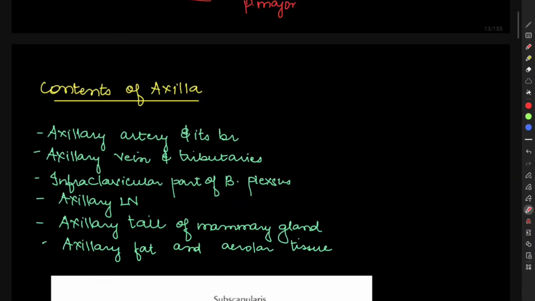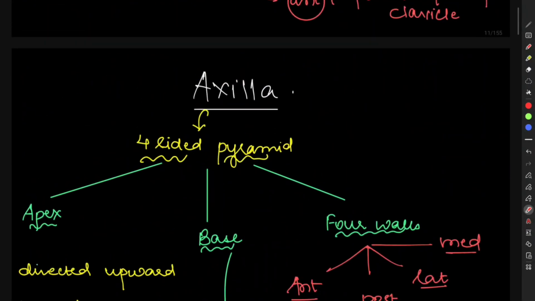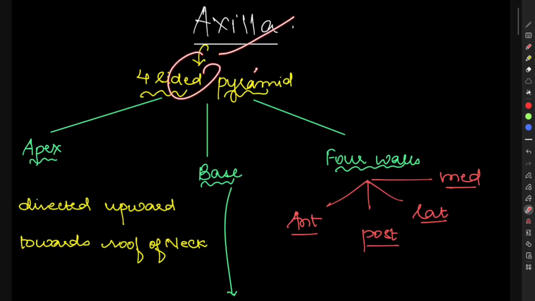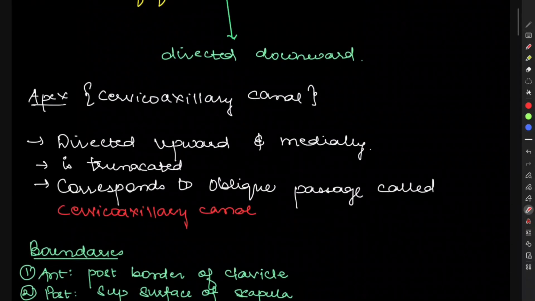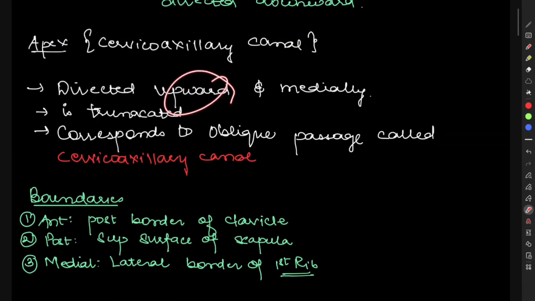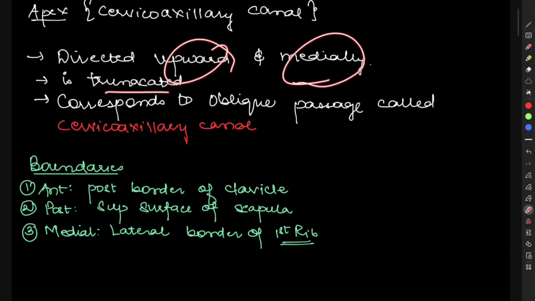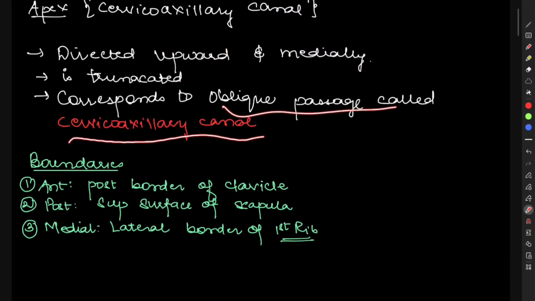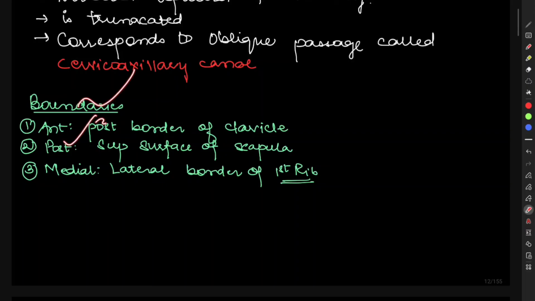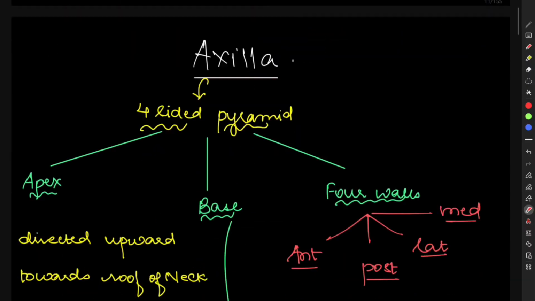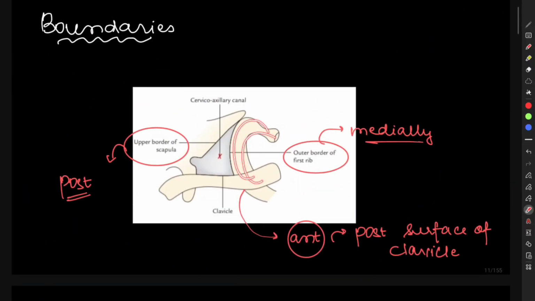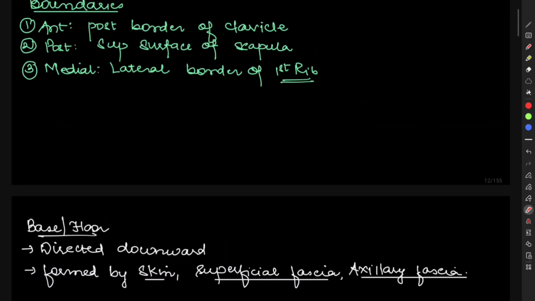Okay. If we take a look at the theory part, the axilla is a four-sided pyramid. It has an apex, base, and four walls. The apex is directed upwards towards the root of the neck. The apex is called the cervico-axillary canal, directed upwards and medially, truncated, corresponding to the oblique passage called the cervico-axillary canal. Boundaries: anteriorly the posterior border of the clavicle, posteriorly the superior surface of the scapula, and medially the lateral border of the first rib. Look at the boundaries again: medially the outer border of the first rib, posteriorly the scapula, anteriorly the clavicle.